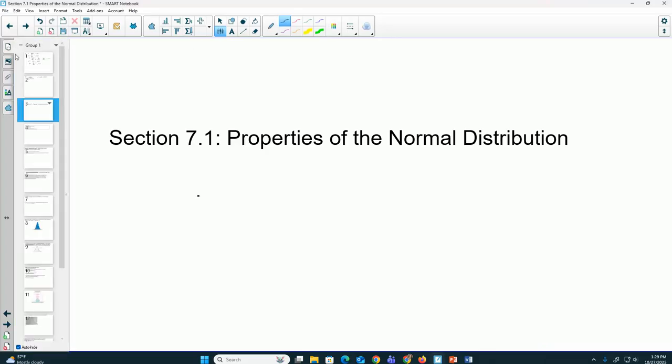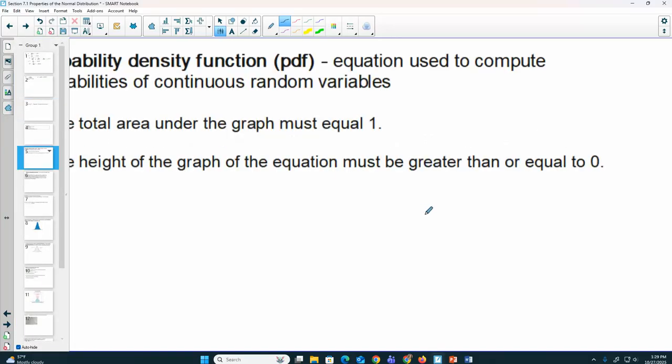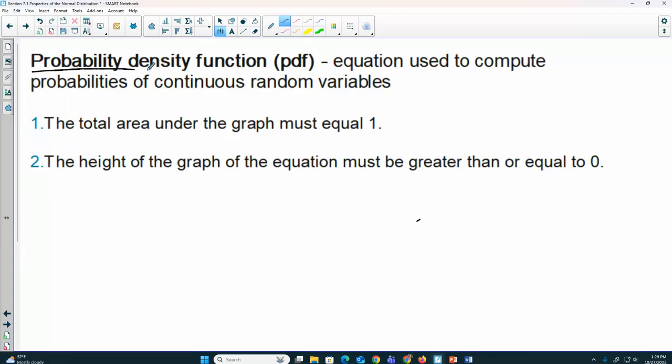Today, we're going to talk about two specific things. A probability density function, sometimes called a PDF, is just an equation that can be used to calculate probabilities in a continuous situation. Still, we know total probability has to be 1. Every individual probability has to be greater than or equal to 0. We can't have negative probabilities, and they all have to add up to 1. So that is still true.